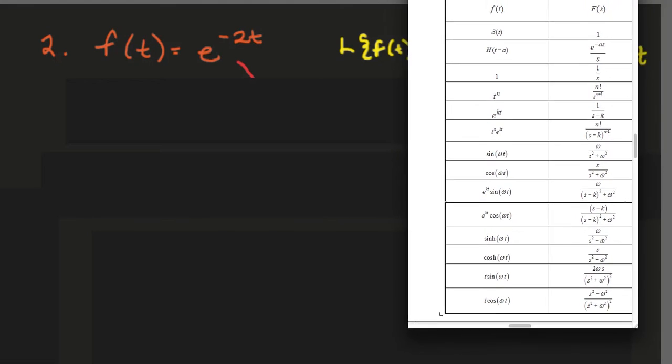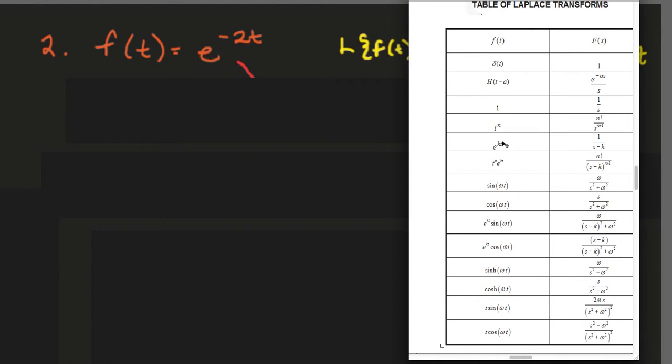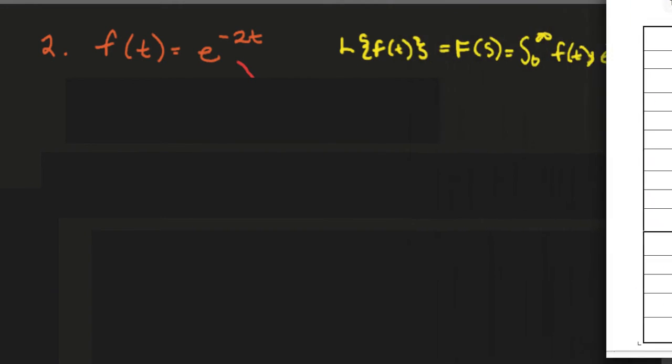So, if we were using the table of Laplace transforms, we could go to e to the kt and realize that it's supposed to be 1 over s minus k. So, k in this case being negative 2, we should get 1 over s plus 2 when we're done. Let's see if that's indeed what we get.